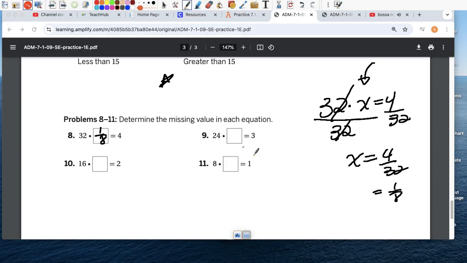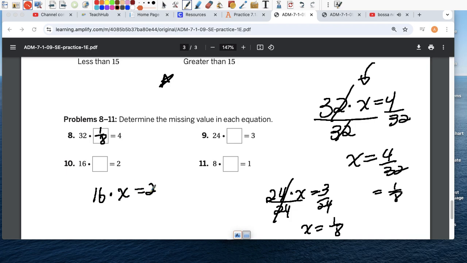Number 9, think about this one again. It's very similar. 24 times a number I don't know equals 3. Right? So we can divide this by 24, divide this by 24. That equals 1 x, and 3 over 24 is the same thing as 1 over 8 again. 16 times something equals 2. We can divide by 16, divide by 16. x equals 2 over 16, 1 over 8.